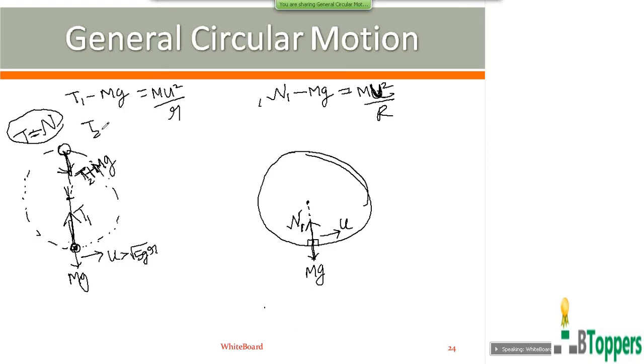So the magnitude of the centripetal force on the bob of the simple pendulum at the highest position of the bob, you can write as T2 plus mg equal to mv2 square by r. Here at the highest position, u can be written as v1.